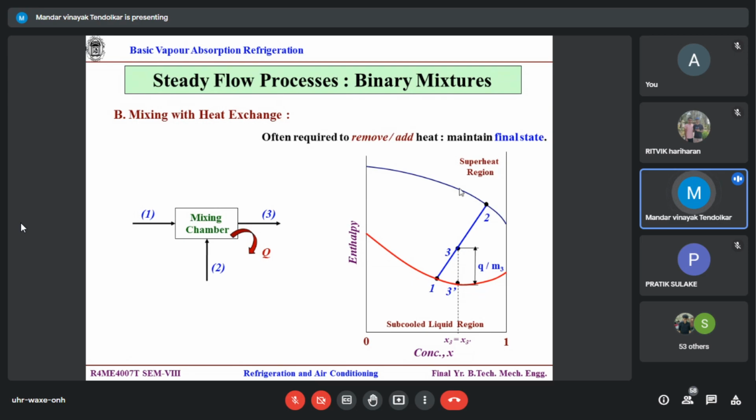Your two phase is, for example. So I will ask you how much heat is to be rejected so that it would be saturated liquid, or how much heat is to be added to bring it to saturated vapor. So either it would be plus Q or minus Q.